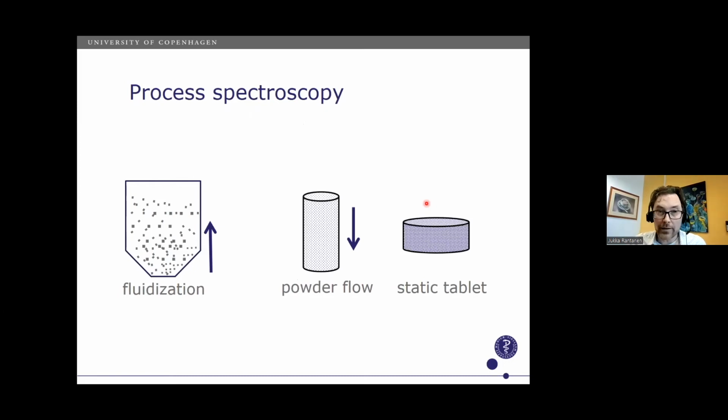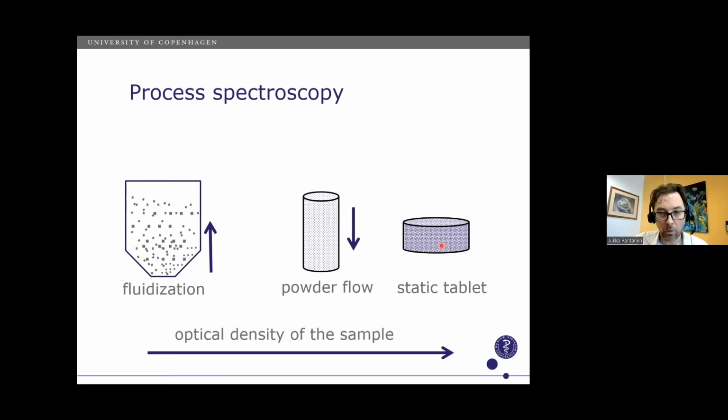And when you are interfacing with different processes, you start to think about what the sample looks like. If you are fluidizing powder, it has a different density than a powder that is flowing in a pipe, or a powder that is compacted into a tablet. If you measure with the same tool, the optical density of your sample changes. So you interface with the same type of spectroscopic probe, with the same light, but the method is seeing a different volume, and this is known as an effective sampling volume.